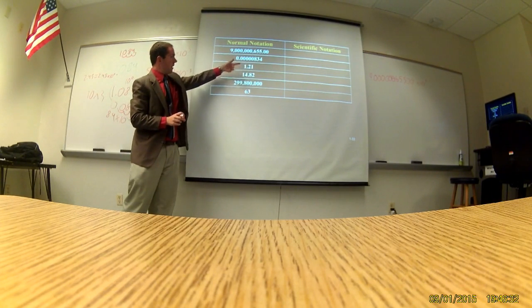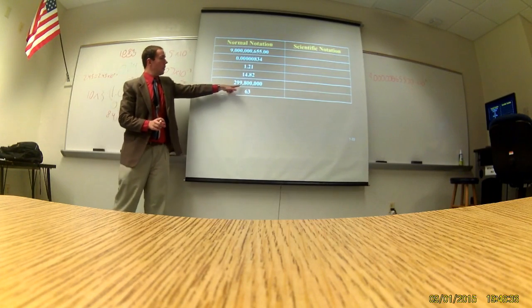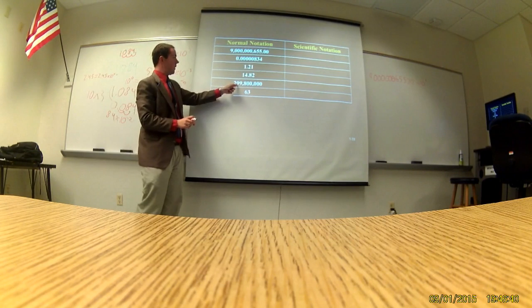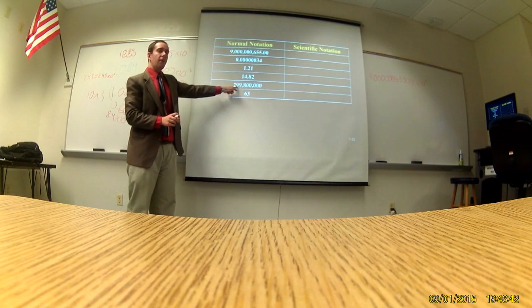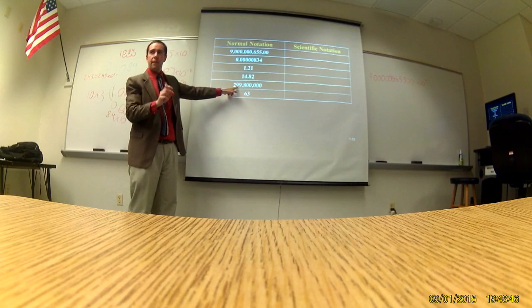These two are pretty easy. We know how to do that now. Let's look at this one. Where's the decimal point going to end up? 2.9. It's going to end up here. But we have to write it in scientific notation with the correct number of sig figs.